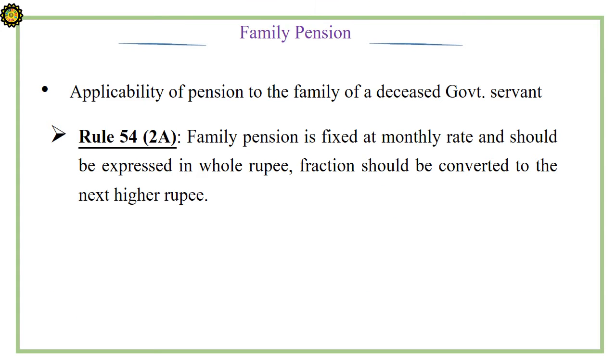Rule 54.2a. Family pension is fixed at a monthly rate and should be expressed in whole rupees. Fractions should be converted to the next higher rupee.